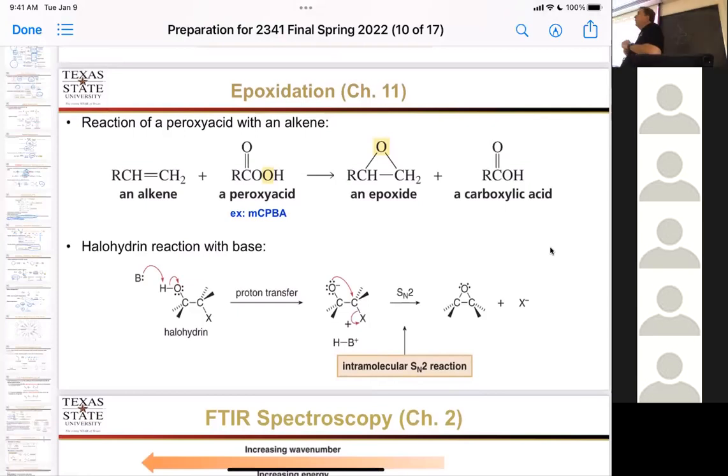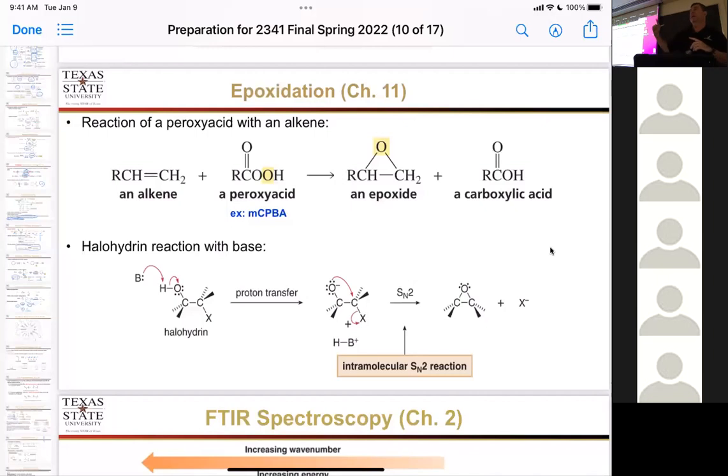But the better way to make it is with a peracid. A peracid has 1 extra oxygen in there. And the most common one is meta-chloroperbenzoic acid, MCPBA. So that will probably be seen on a bunch of stuff. Okay, so that's all the review on the reactions from chapters 1 through 12.